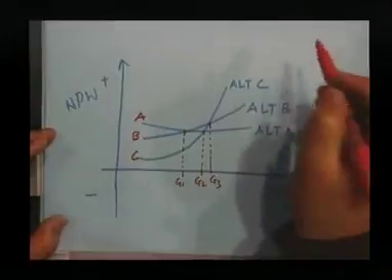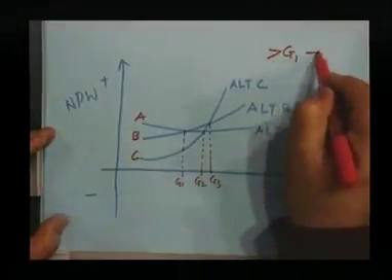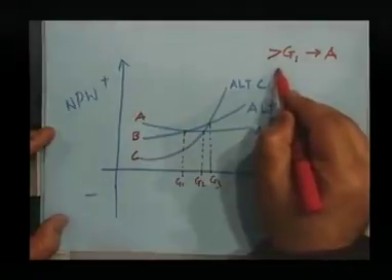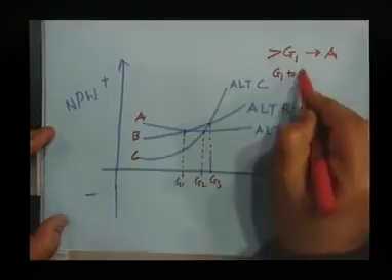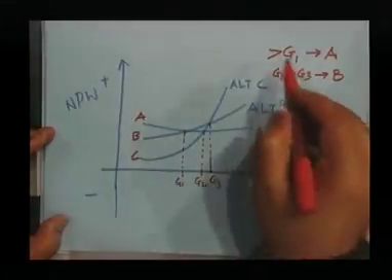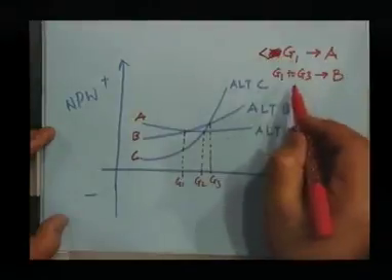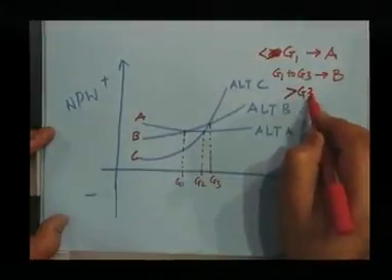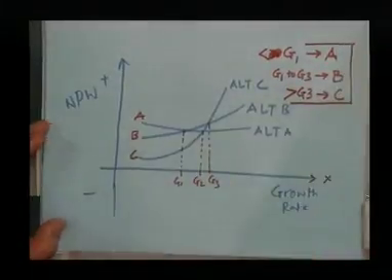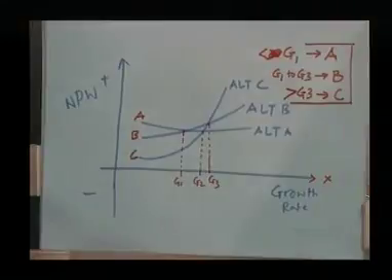So, you can write it like this also: less than G1, go for A, between G1 to G3, go for B, and sorry, this is less than G1, and greater than G3, go for C. So, such type of curves can be made depending on the data associated with alternative A, B and C, and relevant decisions can be taken.